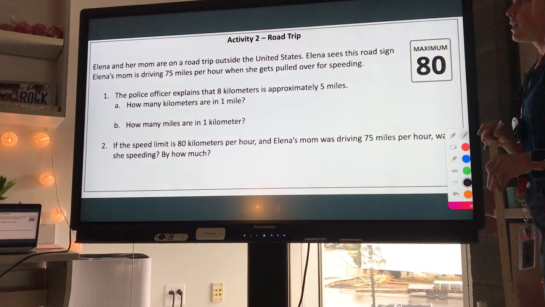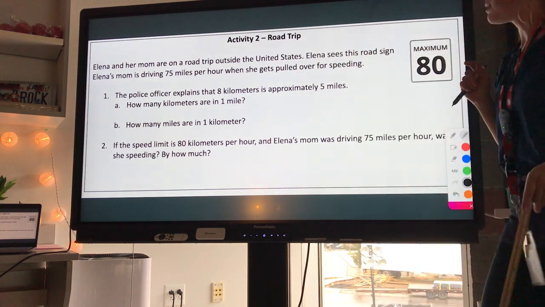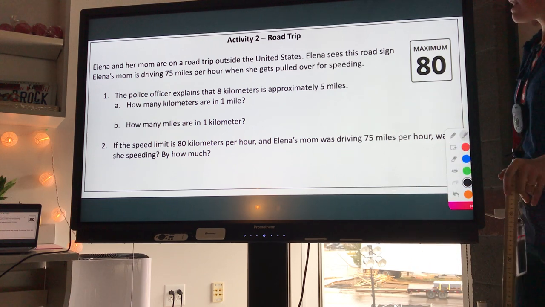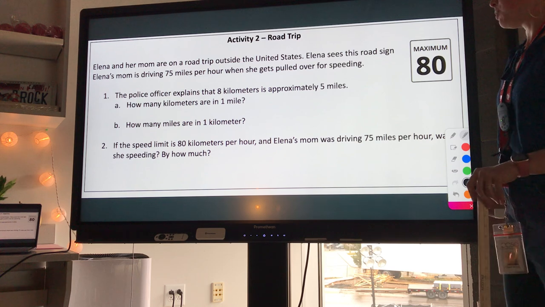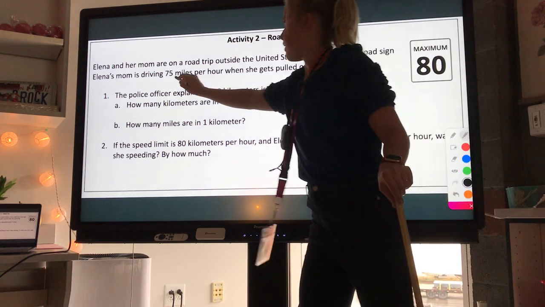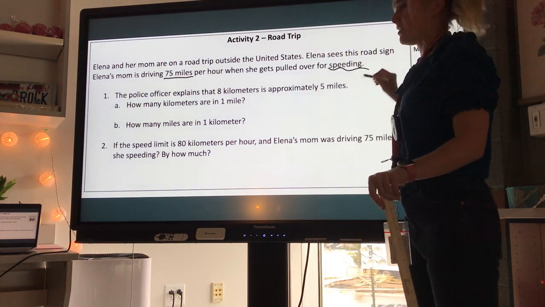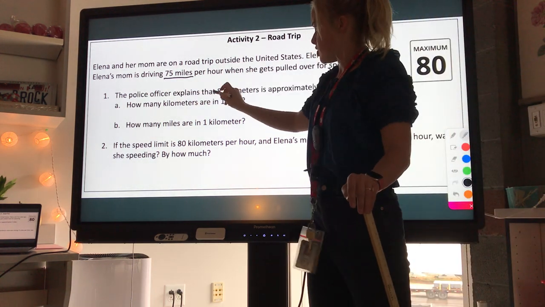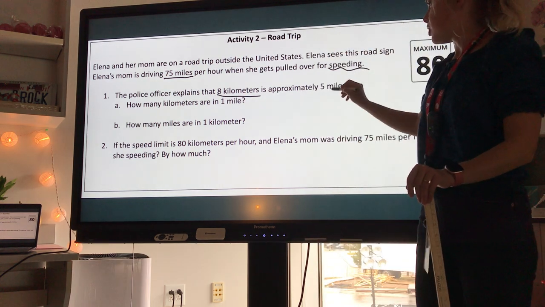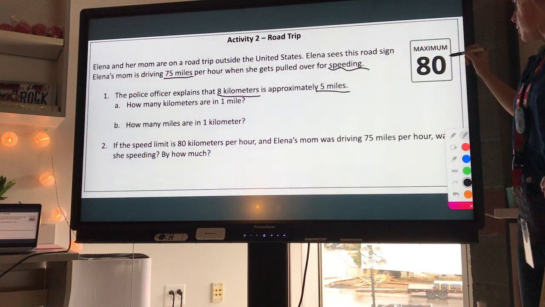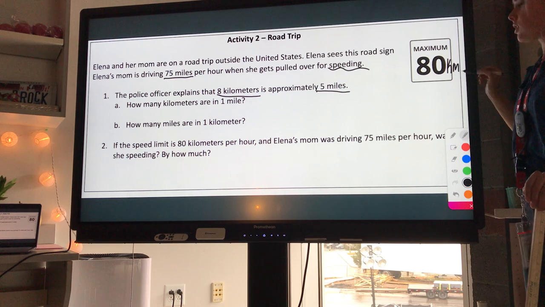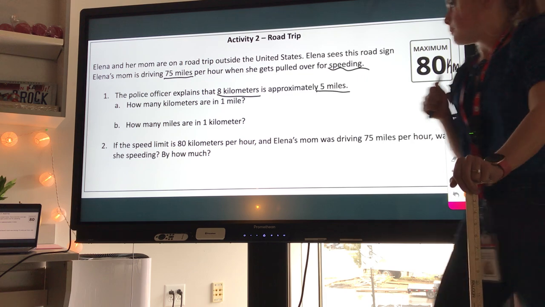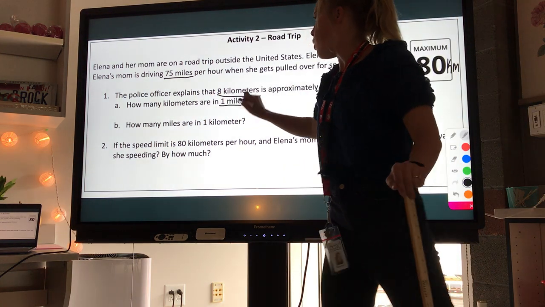Tables are our friends. It says Elena and her mom are on a road trip outside the United States. Elena sees this road sign. Elena's mom is driving 75 miles per hour when she gets pulled over for speeding. So she's going 75 miles per hour, and it says she's speeding, but the sign says 80. The police officer explains that 8 kilometers is approximately 5 miles. So really what this is saying is the maximum is 80 kilometers, and usually it's 80 miles per hour. So how many kilometers are in 1 mile?